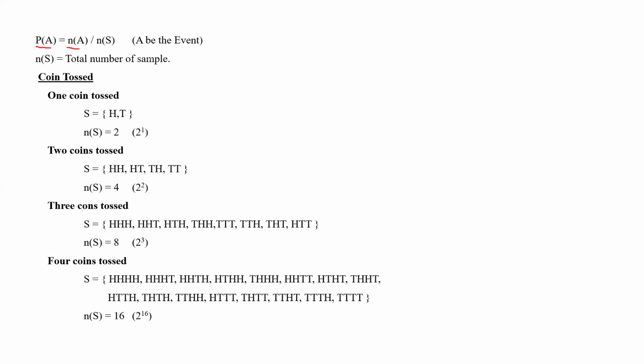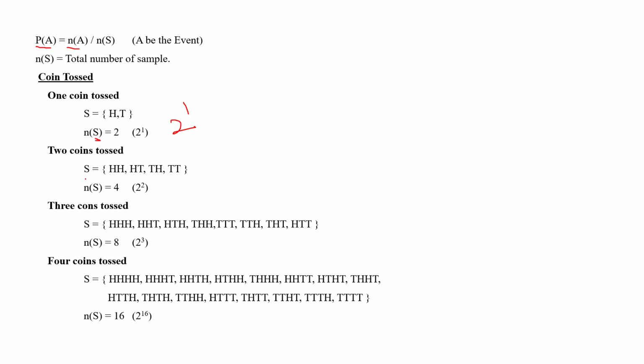A is the event. N of S means the total number of samples. First, just one coin tossed: head and tail. So the number of samples is 2, which is 2 power 1. So the value is 1 by 2.